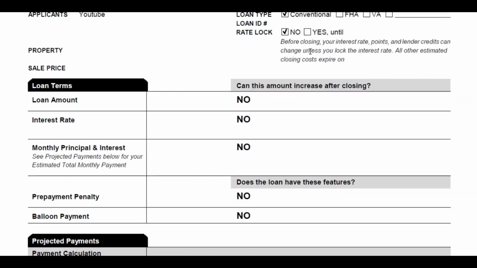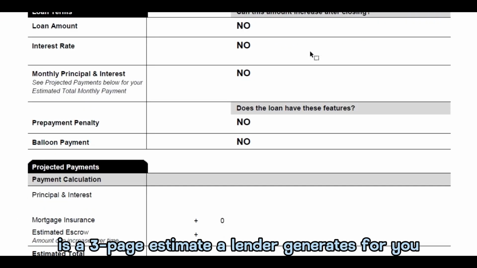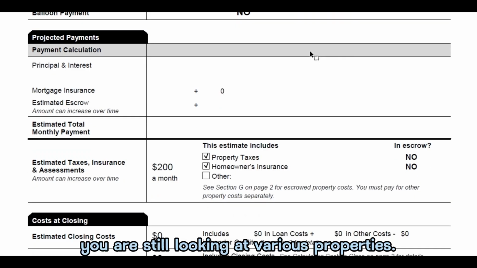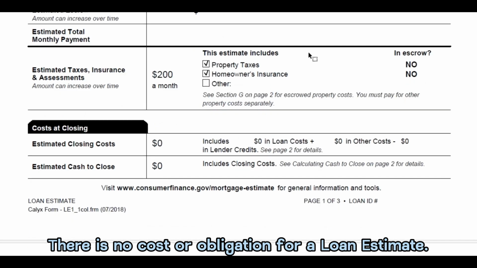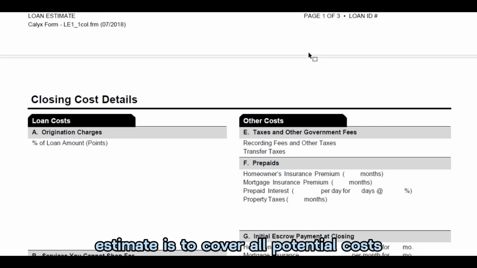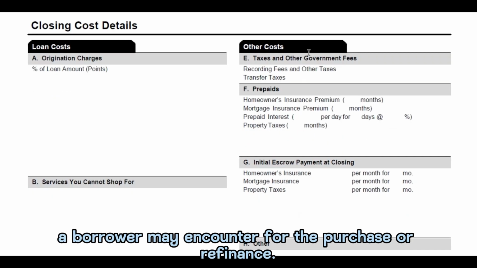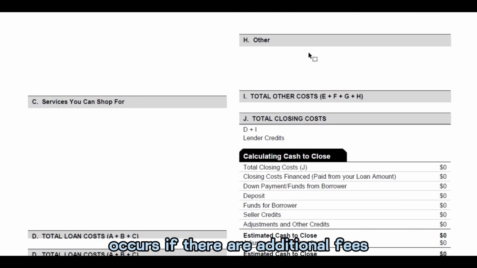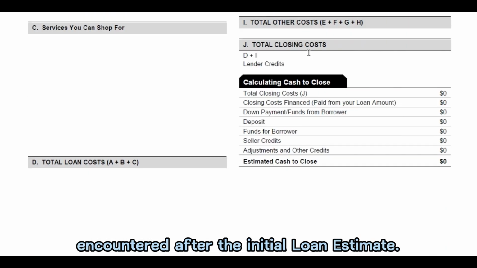The loan estimate, called an LE, is a 3-page estimate a lender generates for you at the beginning of the loan process, or even while you are still looking at various properties. There is no cost or obligation for a loan estimate. The goal of the initial loan estimate is to cover all potential costs a borrower may encounter for the purchase or refinance. A redisclosure of the loan estimate occurs if there are additional fees encountered after the initial loan estimate.